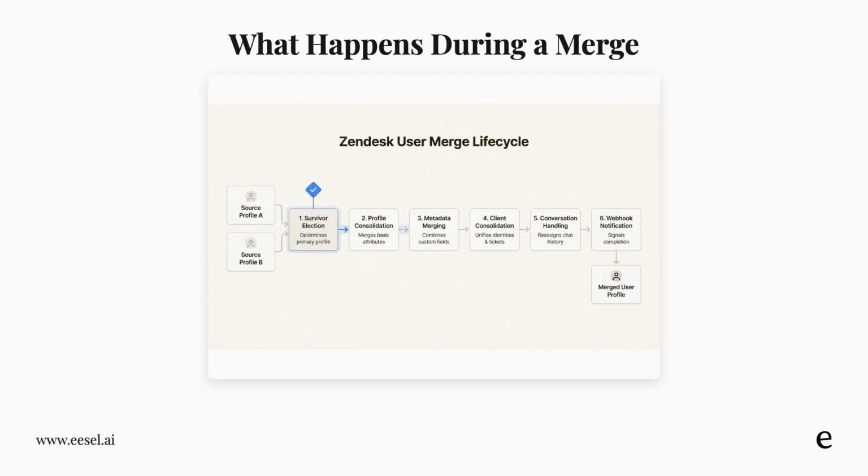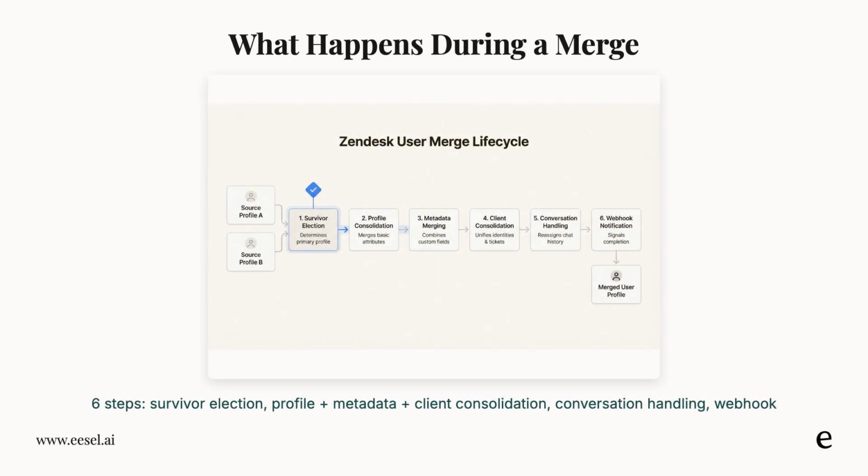A merge follows 6 steps. Survivor election determines which profile wins, then profile data, metadata, and client connections are consolidated, conversation history is transferred, and a webhook fires to notify your systems. Understanding this sequence matters if you're building any downstream logic that depends on merge events.